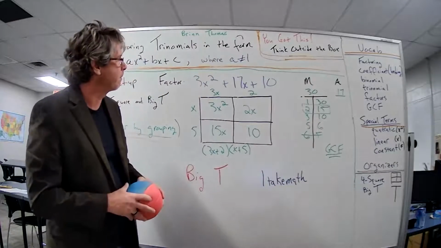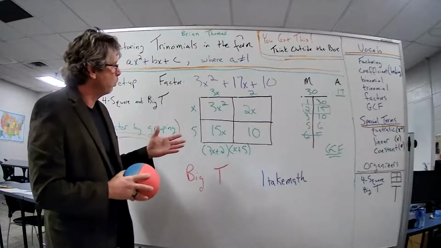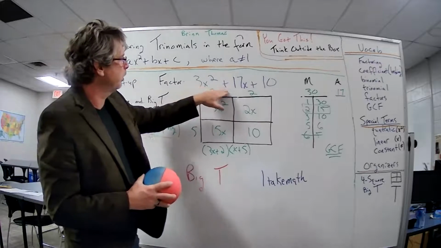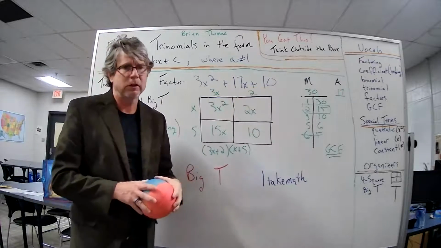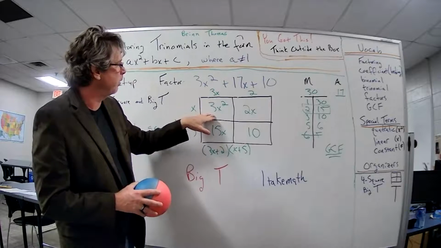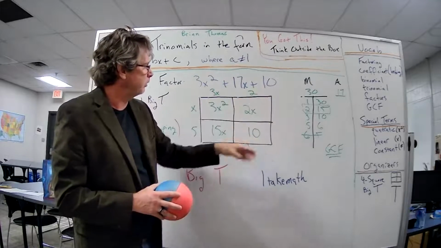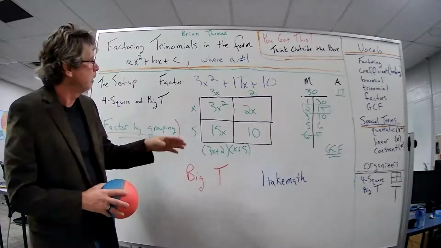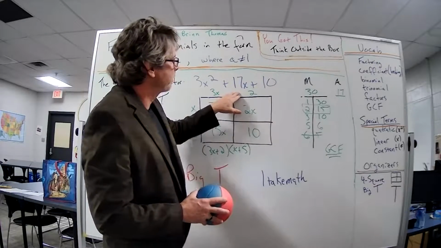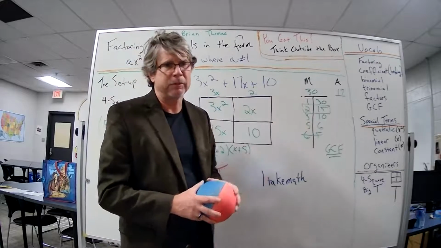And as we said, what the box or four-square does, it really allows me to factor this 3x squared plus 17x plus 10. It gives me an organization. So we learned that the quadratic term drops down into the top left. The 10 drops down to the bottom right. But the catch is, where did the 17 come from? And that's where the big T comes into play here.